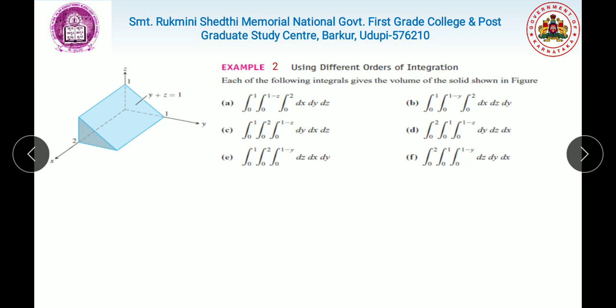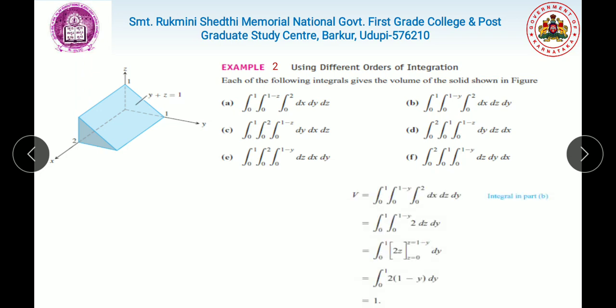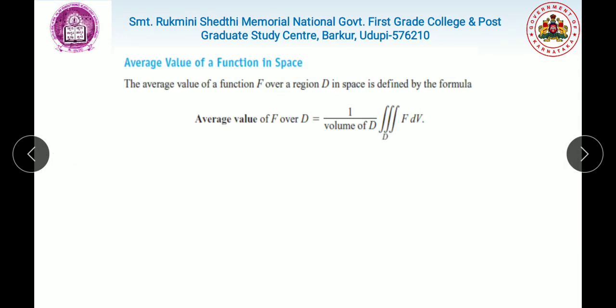So similarly, other orders of integration are given. Now we can evaluate one among these. Let us evaluate the integral in part B. So here the inner variable is x. When you integrate, it gives x, and putting the limits 0 to 2, it gives 2. Then you have to integrate with respect to z. With respect to z, it becomes 2z, and put the limits for z. So it simplifies, and finally integrate with respect to y from 0 to 1. We'll get the value as 1. So the volume of this solid given in the figure is 1 cubic unit.